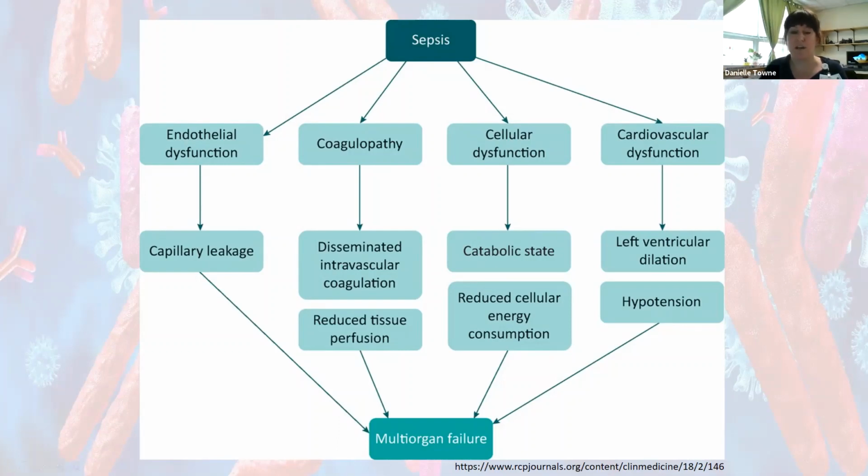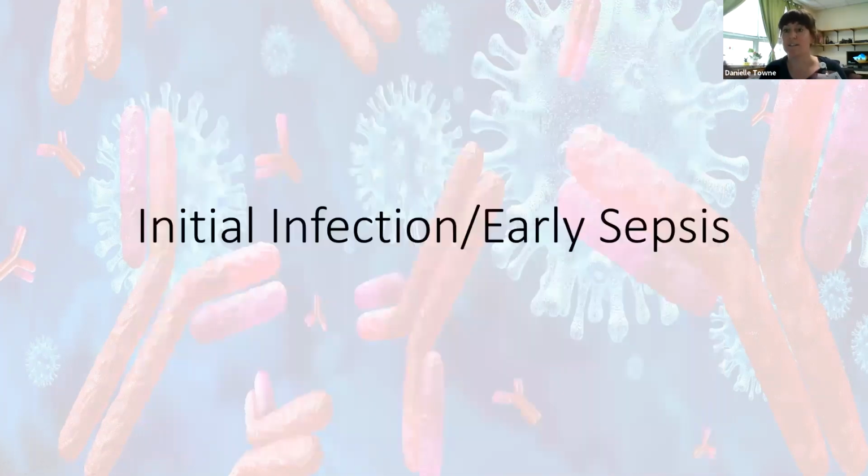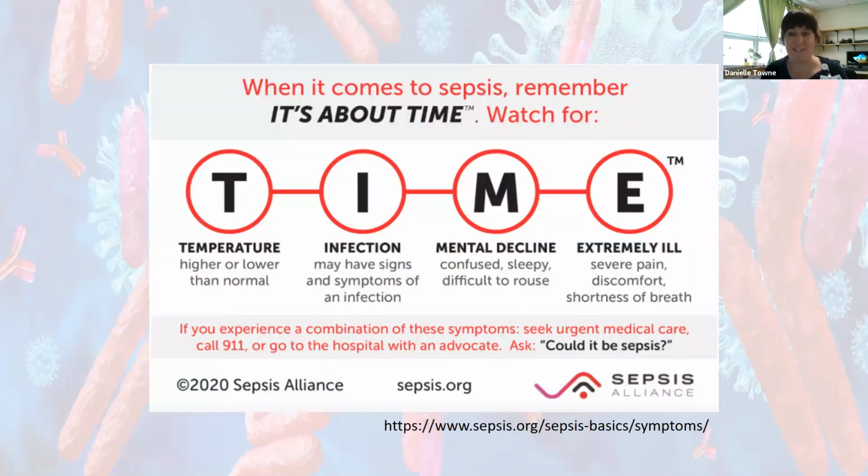But just getting started, initial infection and early sepsis. It's kind of hard to define this, but infection is defined as the invasion of normally sterile tissues by organisms resulting in infectious pathology. So what does that actually mean? Bugs are where there shouldn't be bugs, okay? Causing a response from our immune system.